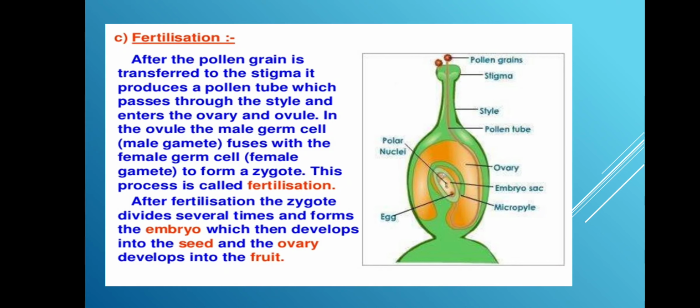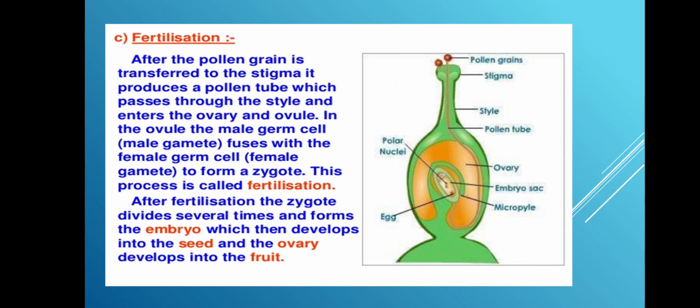Hello everyone. So now just a quick recap of what we completed last week with the fertilization topic. So in bullet points, fertilization: after the pollen grain is transferred to the stigma, it produces a pollen tube, which passes through the style and enters the ovary and ovule. In the ovule, the male germ cell fuses with the female germ cell to form the zygote.